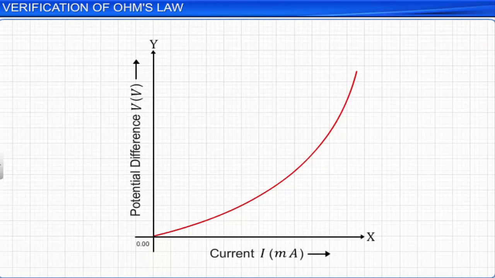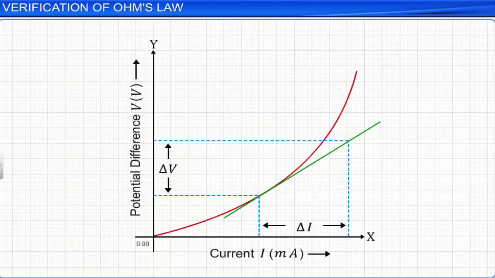To determine the resistance of a non-ohmic conductor at a particular value of V or I, draw a tangent at the desired point and find its slope. The resistance of a non-ohmic conductor is also known as dynamic resistance, since it varies for different values of V or I.